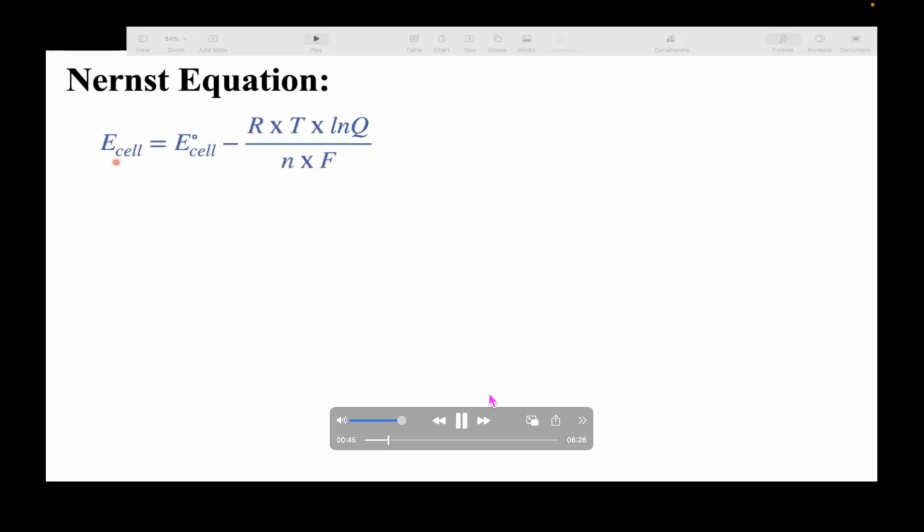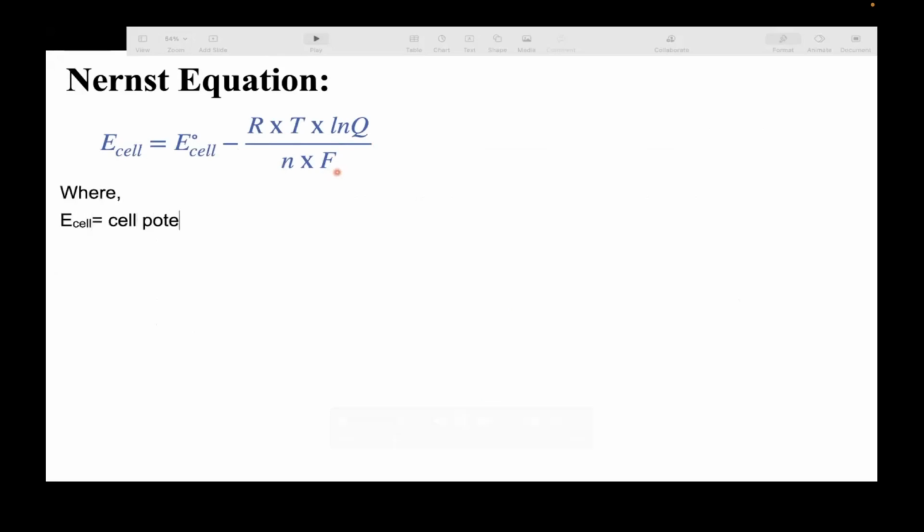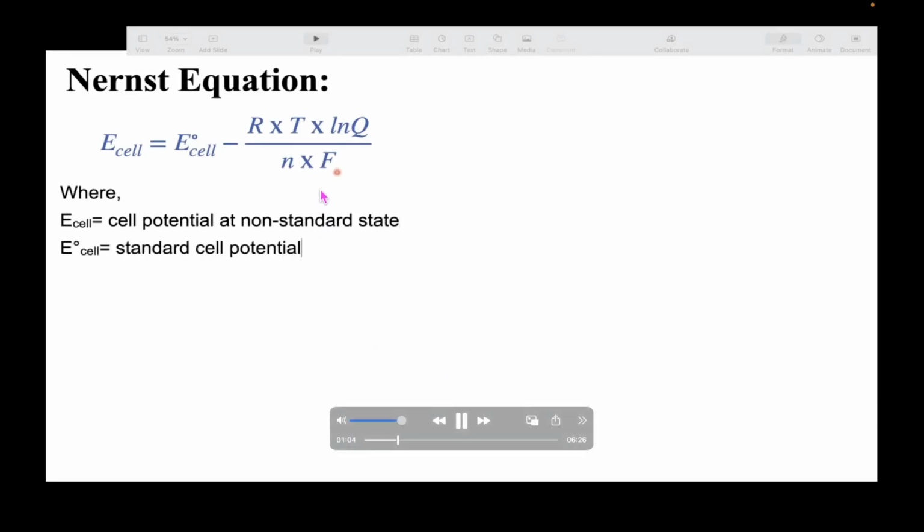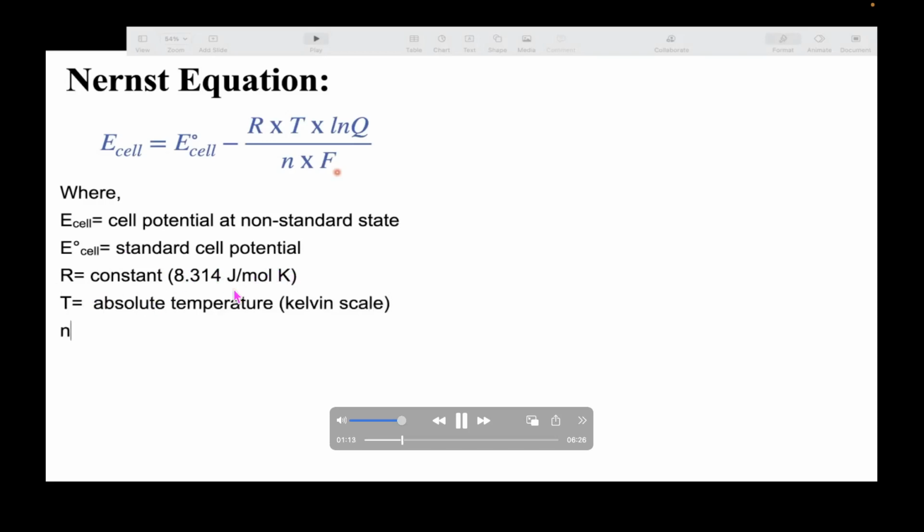So to solve the problem, I will just go from the Nernst equation that you guys already know. I will just define the equation that we have. It has E cell is equal to E naught cell minus RT ln Q upon NF. Okay. So what are these? E cell is the cell potential at non-standard state. E naught cell is the standard cell potential. R is a constant, 8.314 joule per mole per Kelvin.